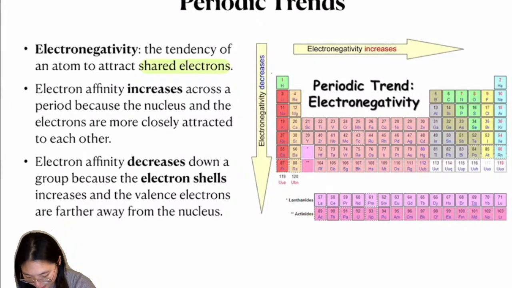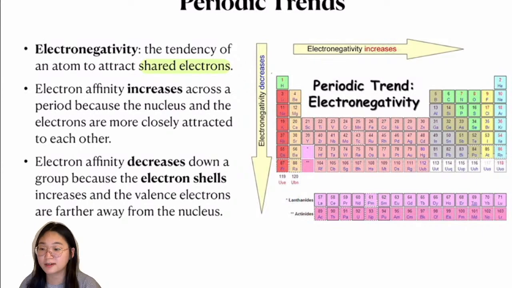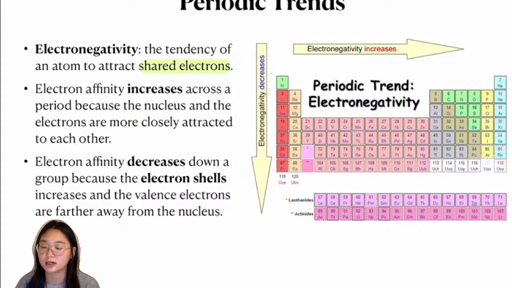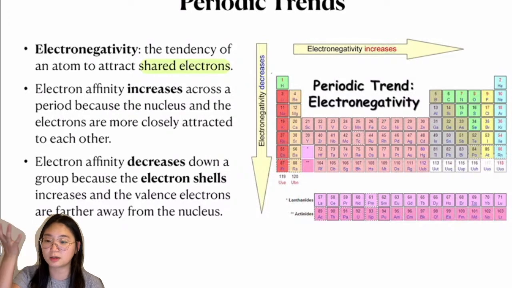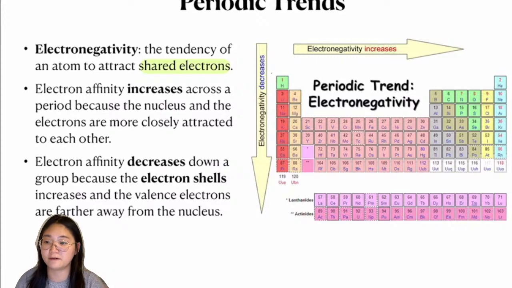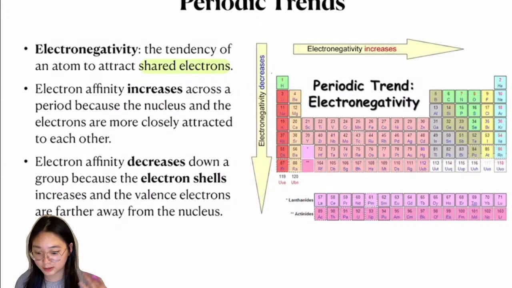Electronegativity, well, I don't know why I put electron affinity, but it should be electronegativity here. Electronegativity also increases from left to right because of the stronger effective nuclear charge, and it decreases from top to bottom because of the increasing shell. Again, the valence shells are further away from the nucleus, so they experience less of this pull or attraction from the nucleus. So that's it.